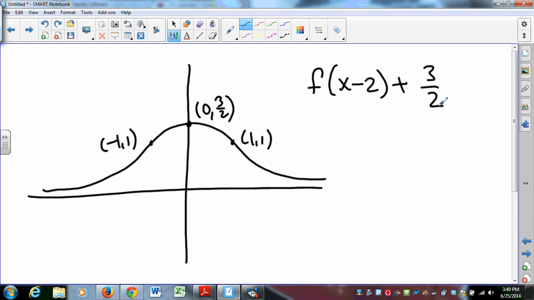And you should be able to generate that just by thinking to yourself, what does this have to look like? What does f of x minus 2 mean for the function? What does the plus 3/2 mean for the function? You should be able to come up with the image graph for that function after that transformation. Okay? Okay. There's everything that you should know about transformations before you show up to class.